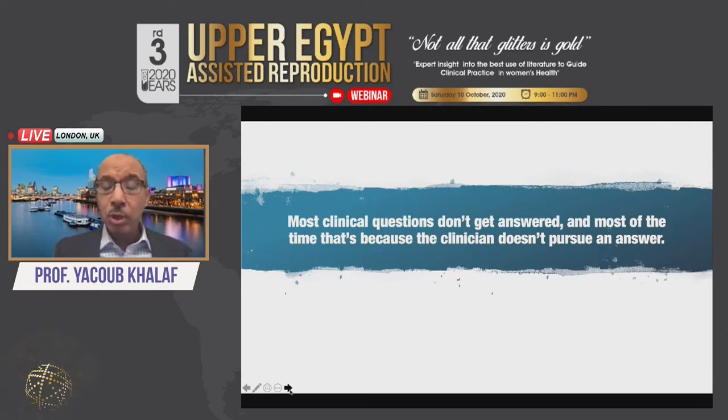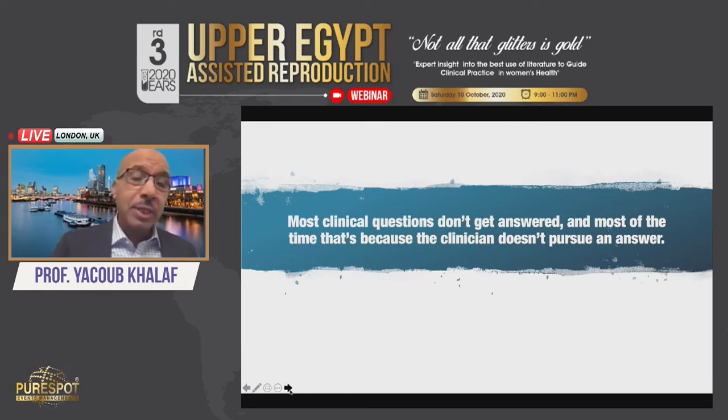I can assure you, if you wanted to answer the question, am I doing my patient a favor by giving them ICSI when the sperm is absolutely fine? You will find the answer, but you're not willing to pursue it because you're already doing as the Romans do. You found people doing it, so let's do it. And you justify it. But if you answer and follow that scheme, you will come up with a different clinical answer.